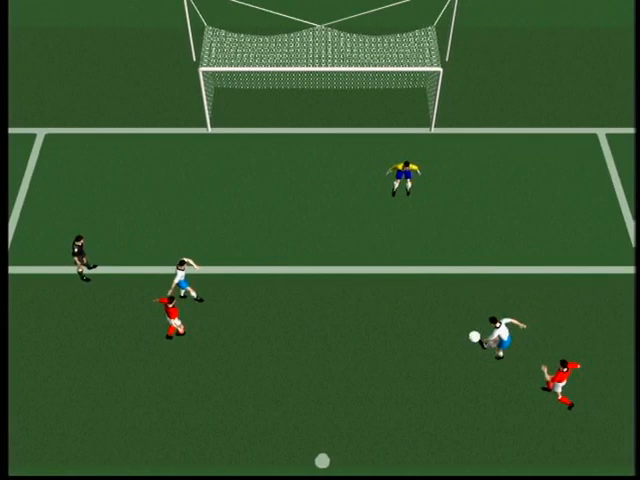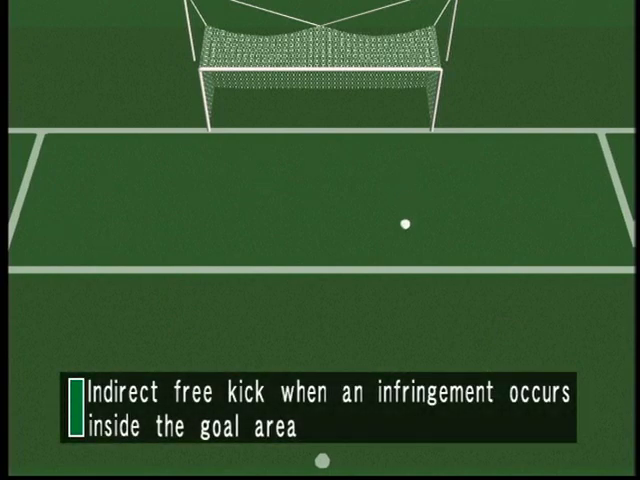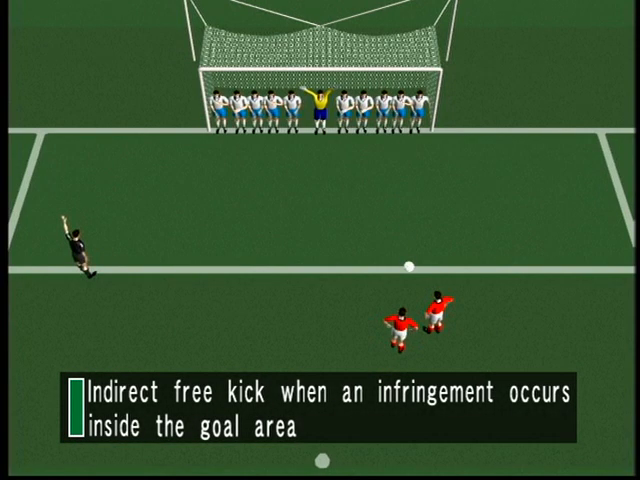Here, a player passes the ball to his own goalkeeper, who touches the ball with his hands inside his own penalty area, so the opposing team is awarded an indirect free kick. In this case, the free kick is taken from the goal line parallel to the goal line at the point nearest to where the offense is committed.